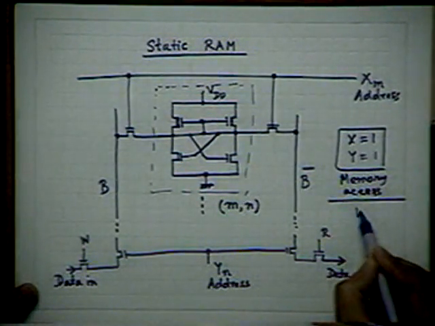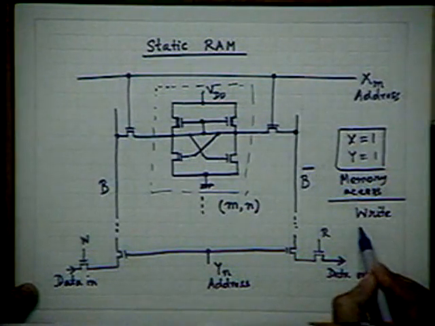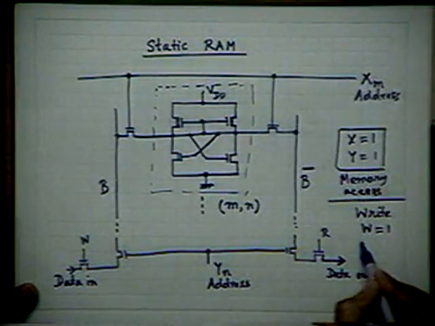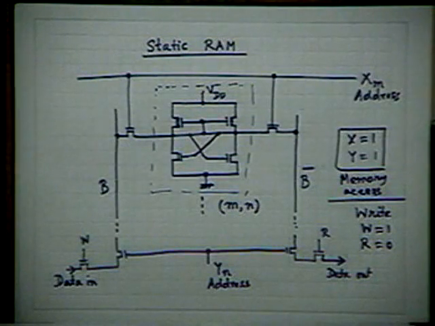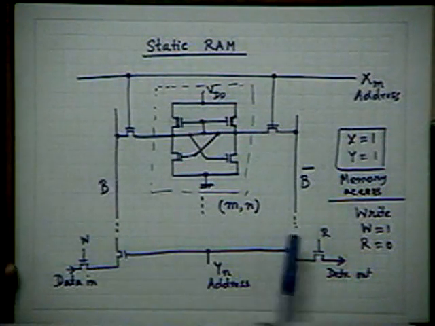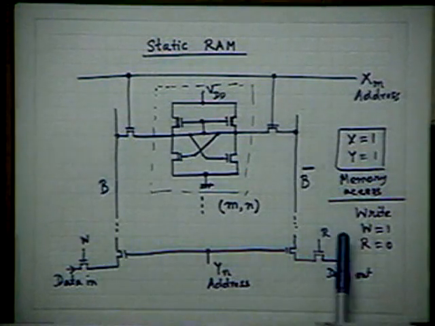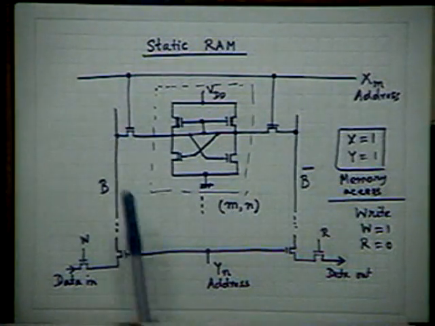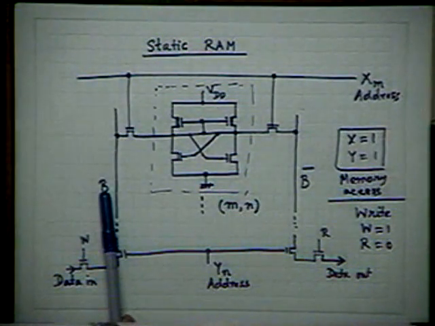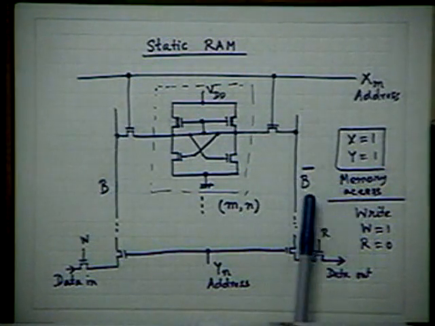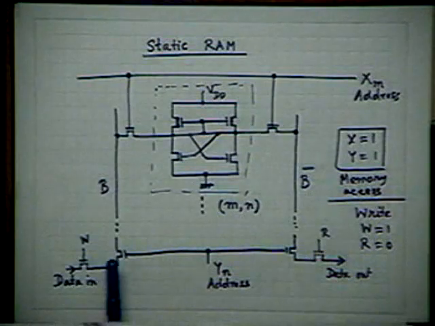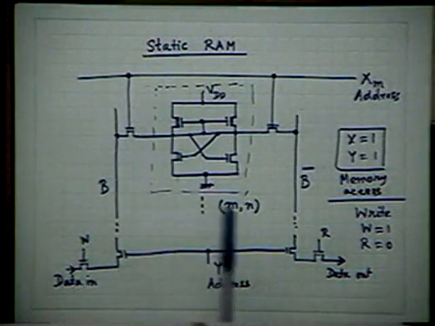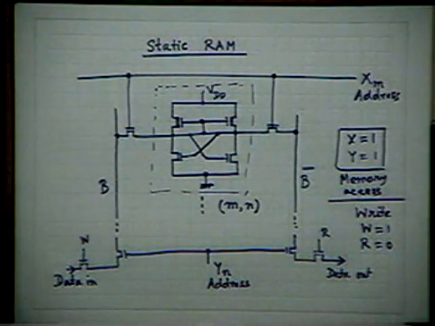And for the write operation, along with X1, Y1, I have to make W1, but read 0. Complementary. Whenever W is 1, read is 0. It's called write and read. So the data is inputted through this line called the bit line. This is bit, and this is bit inverse, bit bar. Normally the bit line is used for writing, whereas bit inverse is used for readout.